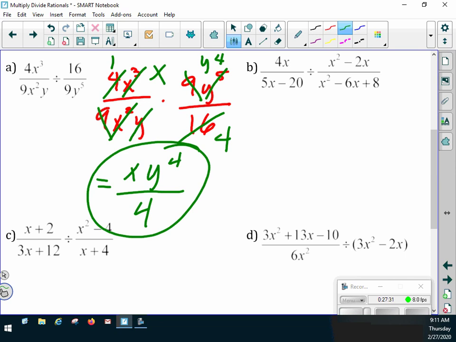Oh, you know what? The one that was on the previous page and this one, we didn't do excluded values. Well, I just want you to think about it. Do you notice that in the denominator we've got x's and y's, right? But we don't have x plus or minus anything. And we don't have y plus or minus anything. You're right, so they just can't equal 0. So x cannot equal 0 and y cannot equal 0.